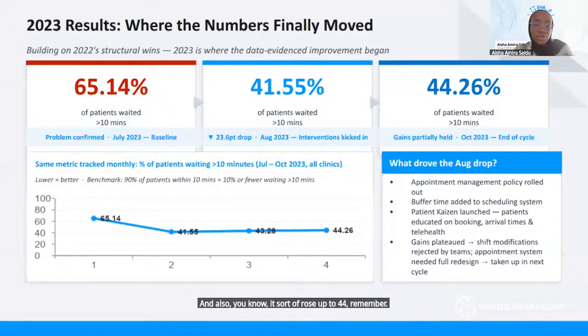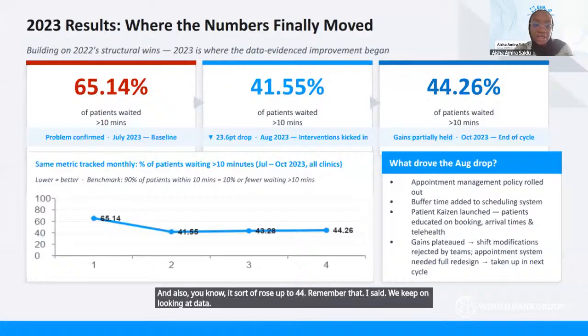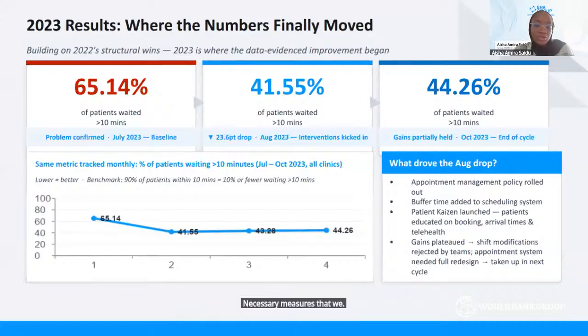Remember that I said we keep on looking at data and we keep on translating our data, right? And of course, what drove our August drop were those necessary measures that we had put in place to ensure that we're able to get to our final benchmark that we had set for ourselves.